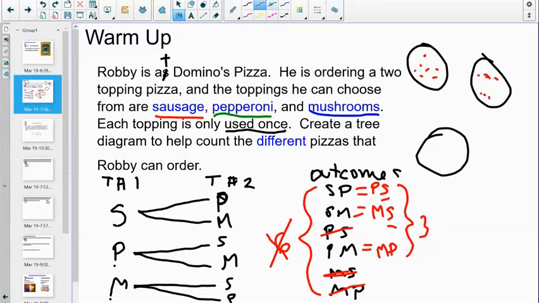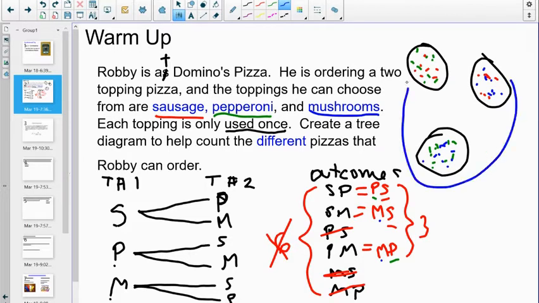Okay. Now green is pepperoni. So we have 2 pieces of pepperoni. We have a pepperoni sausage and a pepperoni mushroom. Okay. Now last but not least, we have 2 pieces of mushroom. So we have a mushroom sausage and a mushroom pepperoni. See, these pizzas are representing all these different outcomes down here.